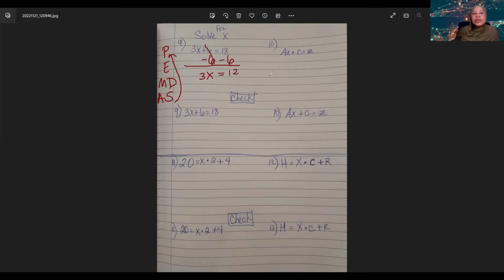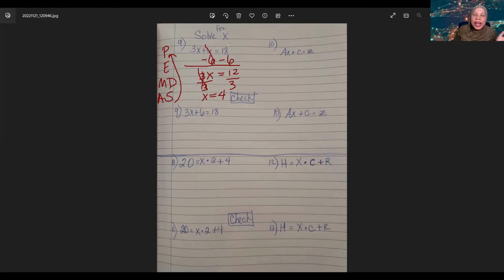Now you know 3x means 3 times x. So the opposite of multiplication is division. We're going to divide both sides by 3, which is the coefficient. And you're going to cancel out, and you're going to get x equals 4. 12 divided by 3 is 4. And that's how you do that equation.